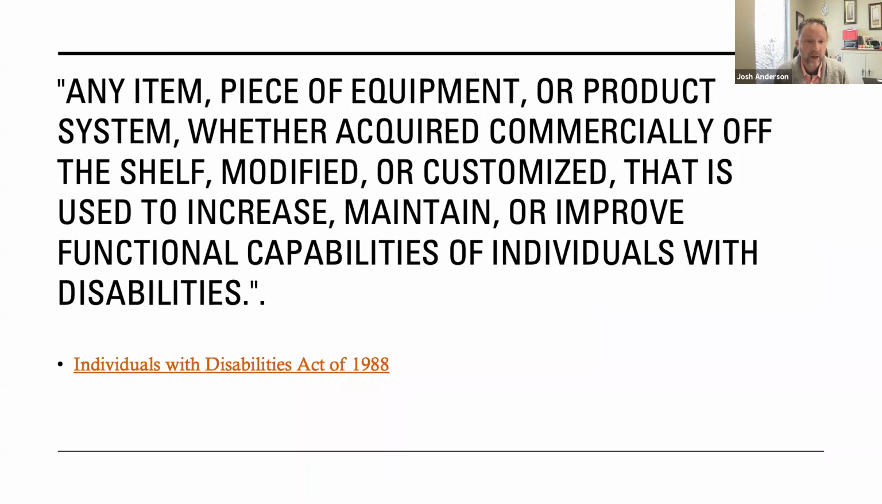Since this is written in something by the government, it has to be extremely wordy and almost hard to understand. So that's why it has all those words in there. I would beg to argue that you can get rid of most of that and just have it say anything that is used to increase, maintain, or improve functional capabilities of individuals with disabilities. And hopefully, as we talk about AT today, kind of where it's going, where it's been, and some of the things that can be considered assistive technology, you'll start to think of anything as assistive technology as long as it can increase, maintain, or improve functional capabilities of individuals with disabilities.